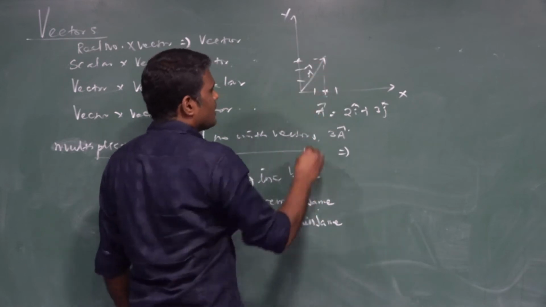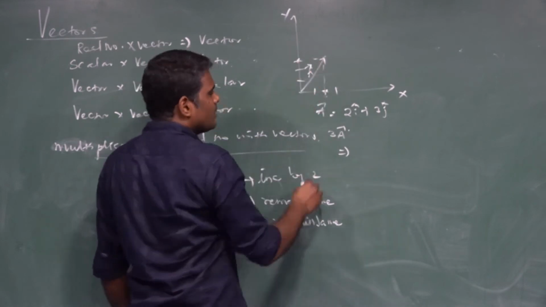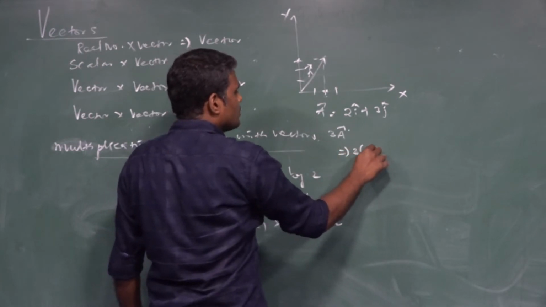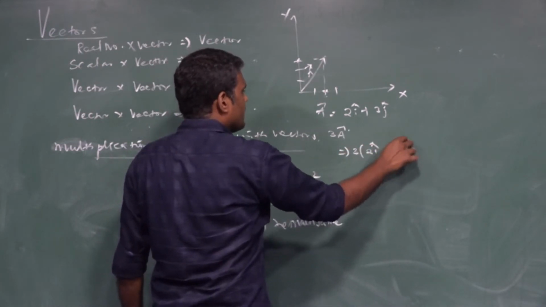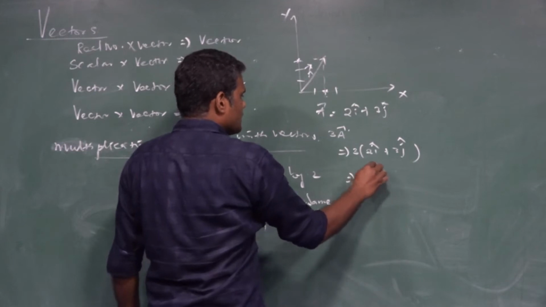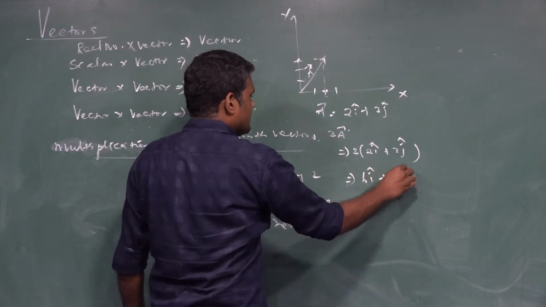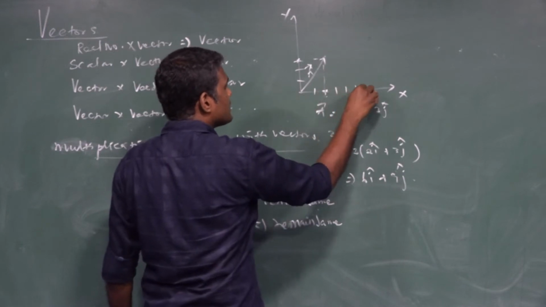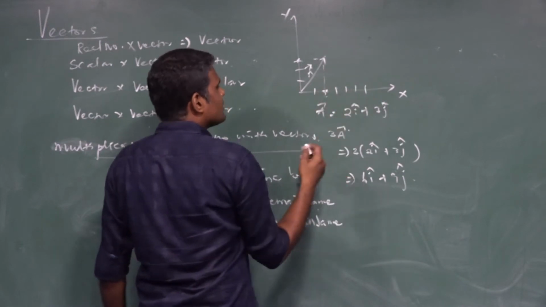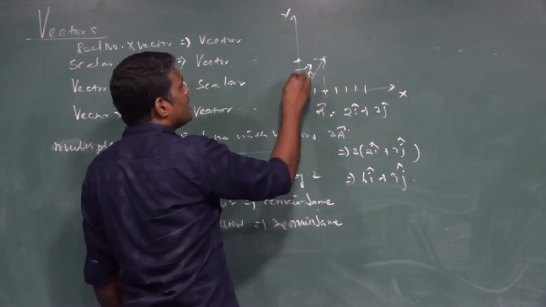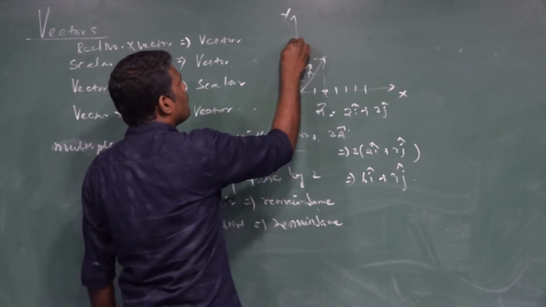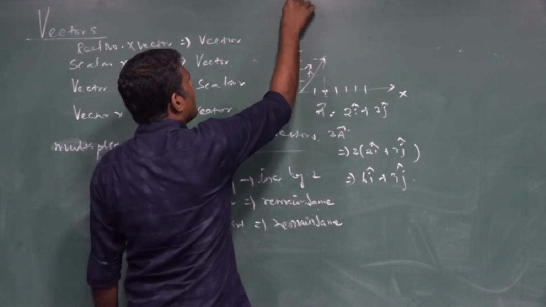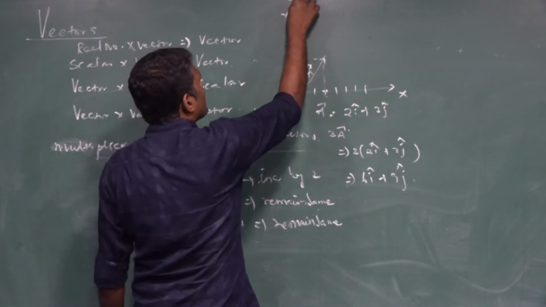This is the a vector. What is 3a vector here? The a vector must be multiplied along with 3. So 3 into (2i plus 3j) vector. So this is 6i cap plus 9j cap. Then the vector will become: I am marking 6 along the x direction, and then 9 along the y direction.